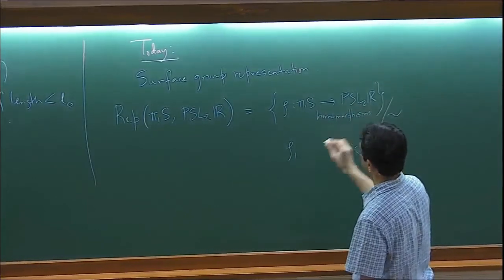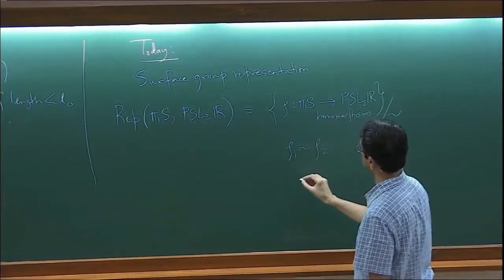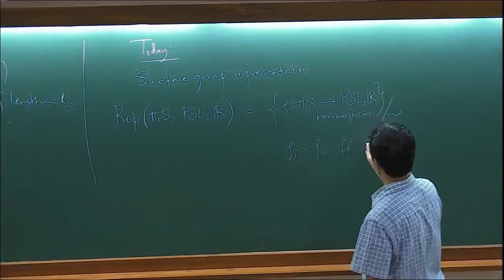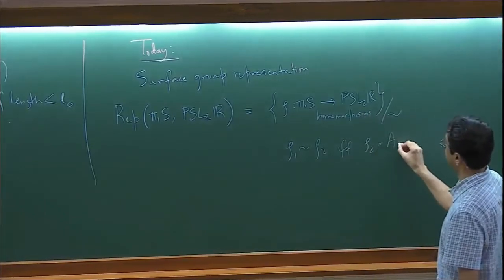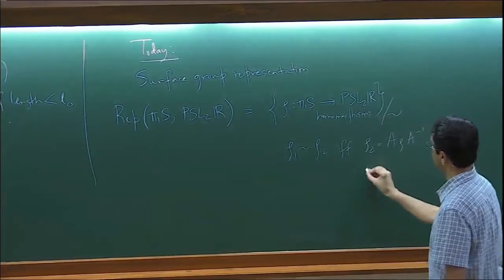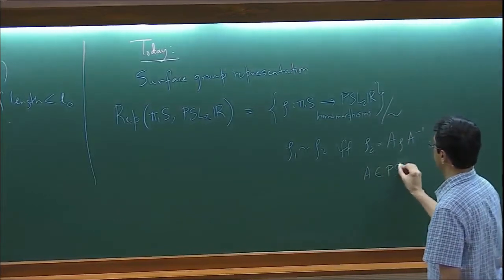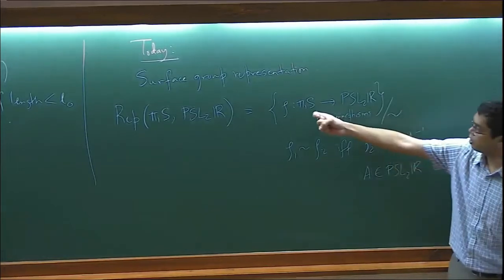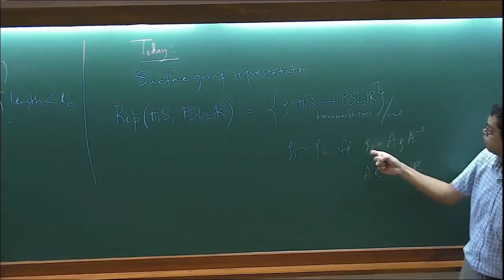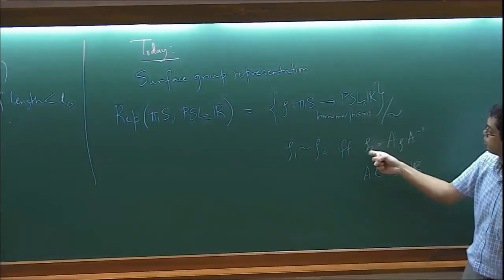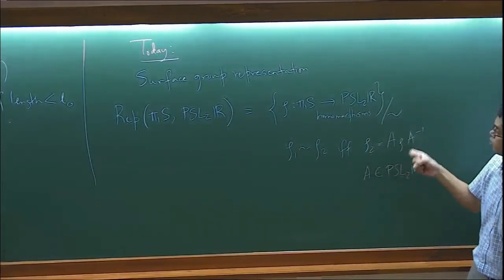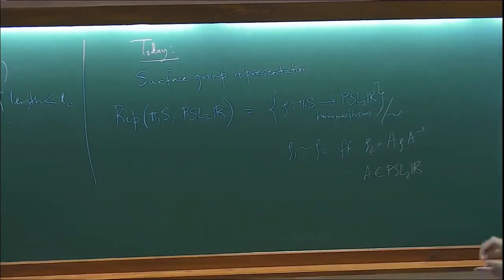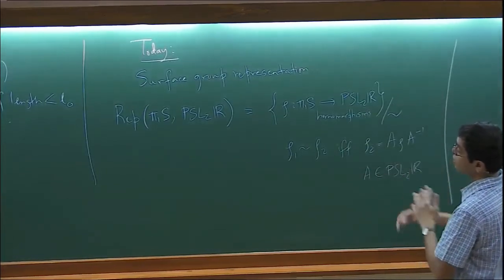And what does the equivalence mean? So rho 1 is equivalent to rho 2 if and only if they're conjugates of each other. Okay, so where A is some matrix in SL2R, and for every element of pi1 of S, the image matrix is conjugated by that same A. Okay, so that's the space.